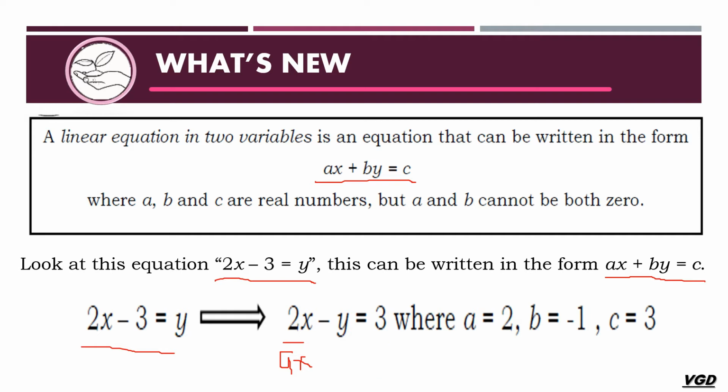Again, 2x is our ax, negative y is our by. So our b there is negative 1, and 3 is our c. And take note that a here is positive 2, our b is negative 1, and c is positive 3.